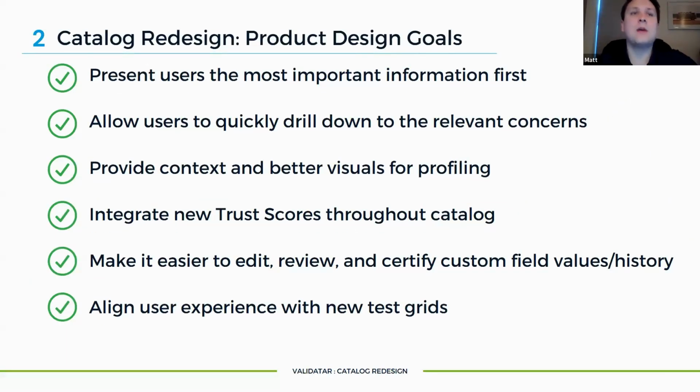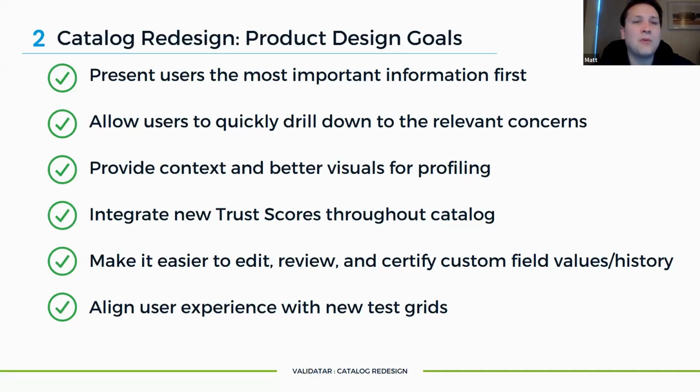And so at the catalog redesign that we're going to get into here, the main focus of this is presenting the users the most important information first. We have gotten feedback that our catalog, while excellent for helping you drive automation of test cases and being able to create thousands of test cases based on metadata all at once, really was not presenting the information that mattered most quickly. And so we wanted to help users see that information, starting with trust scores, again, centering the trust scores, but then being able to drill down quickly to the most relevant concerns.